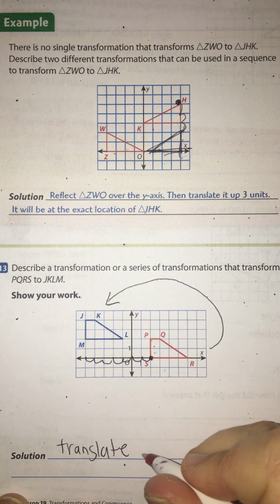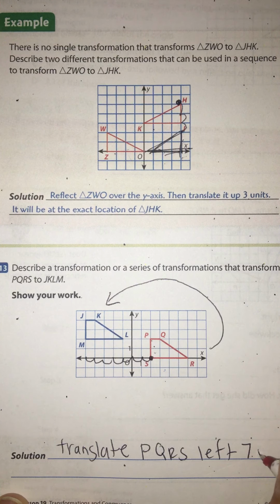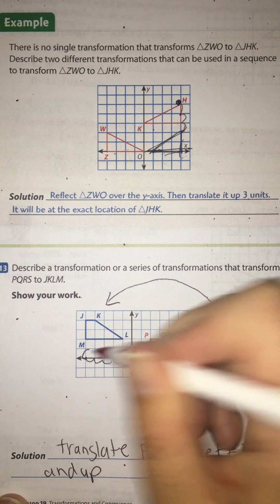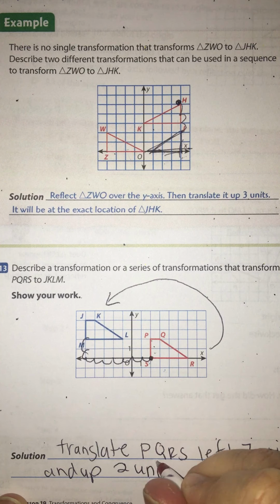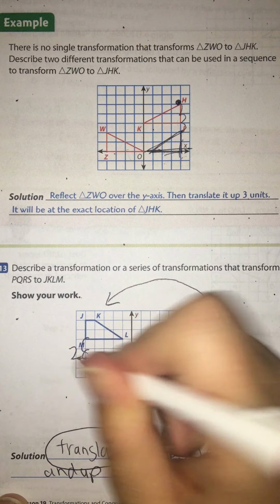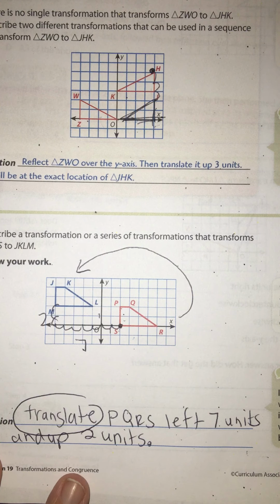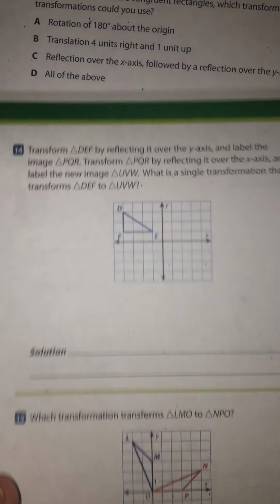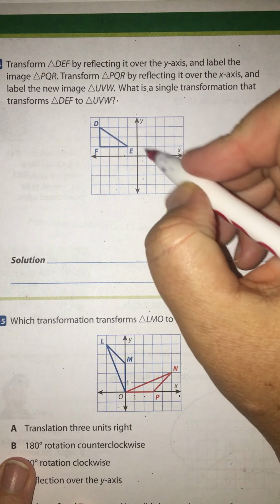Translate PQRS left 7 units and up. Let's see how many we have to go up. 1, this is S, which matches here, so 2, and up 2 units. Okay, this translation slide, we already know 7 and 2. Okay, we know exactly how that would work. So if you were to do that, that would transform it, that would slide it, that would move it. Okay, that's 180.